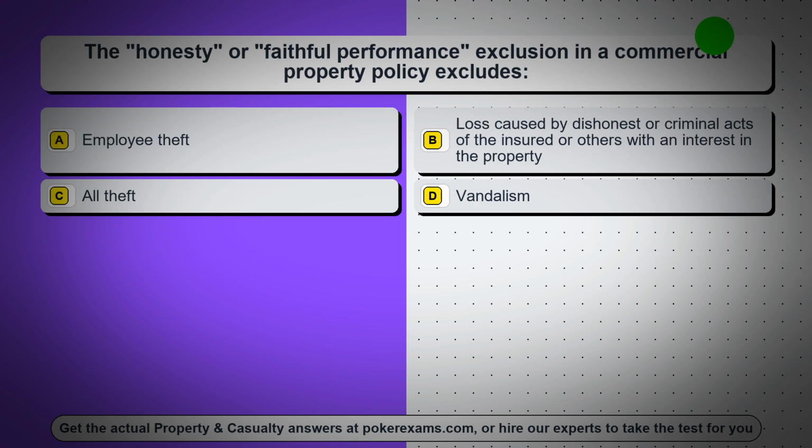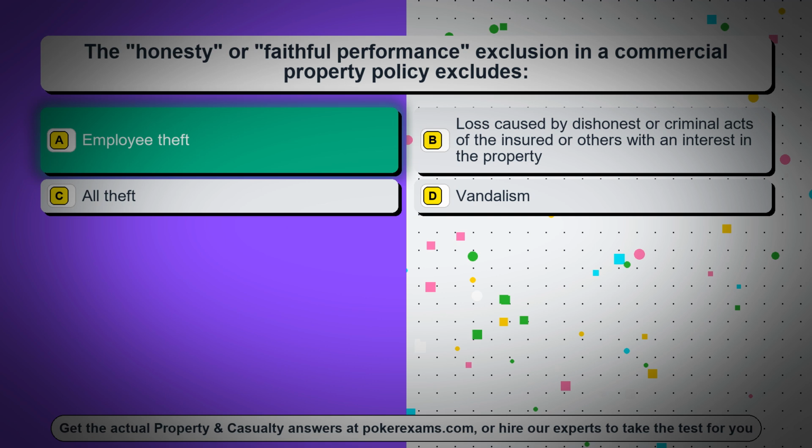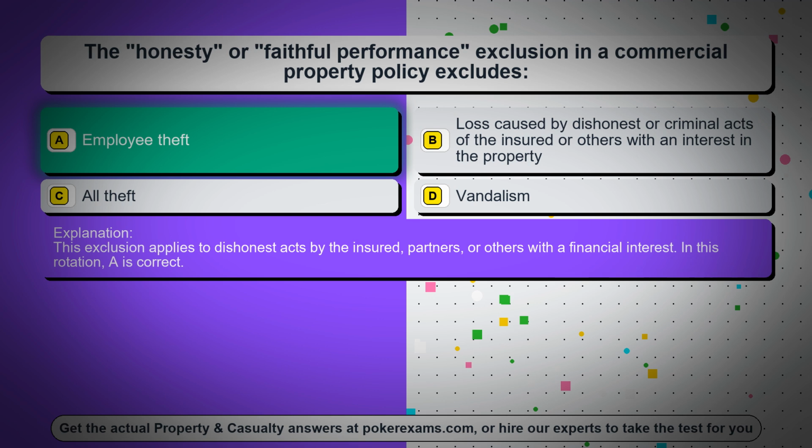Question 79. The honesty or faithful performance exclusion in a commercial property policy excludes: option A, employee theft; option B, loss caused by dishonest or criminal acts of the insured or others with an interest in the property; option C, all theft; option D, vandalism. The correct answer is option A, employee theft. This exclusion applies to dishonest acts by the insured, partners, or others with a financial interest. In this rotation, A is correct.